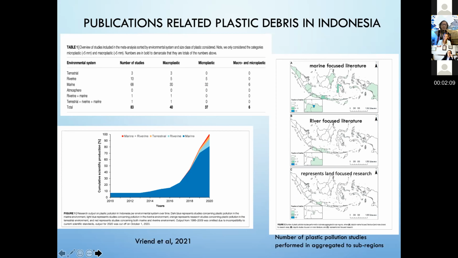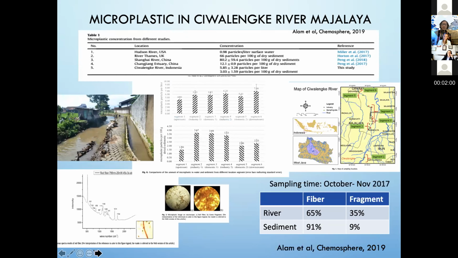And we need a very big effort to get information and monitor the data about rivers in Indonesia. And this is one of the cases that have been conducted regarding microplastic by using Raman. And you can see, if we compare the location, concentration, in 2017 and 2018, the number of particles is smaller compared with the Hudson River, but compared with the Shanghai River and also in China, maybe it is smaller.